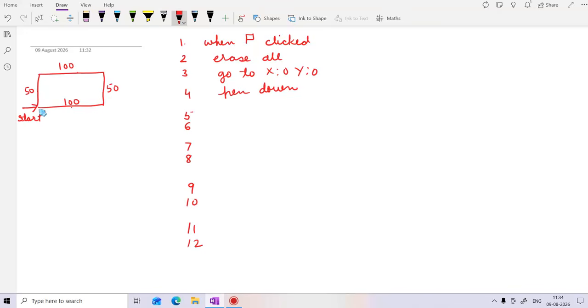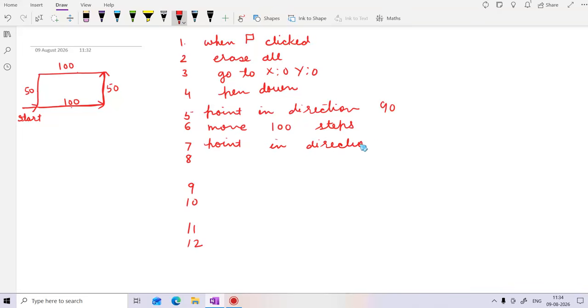So let's first focus on this line. This line is going to the right side. So it will be point in direction 90, right? And afterwards it is move 100 steps. Fine, so one line is over. Now this line is going up. So we will take point in direction 0 and move 50 steps.